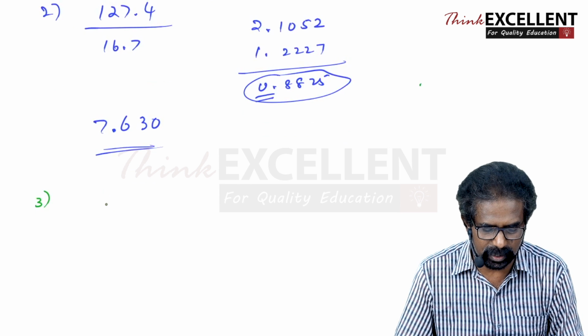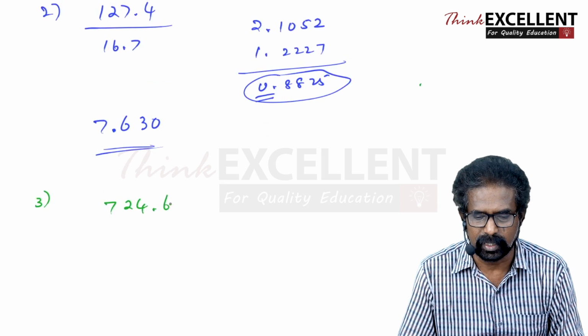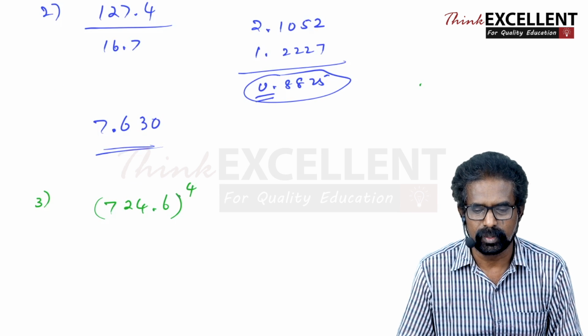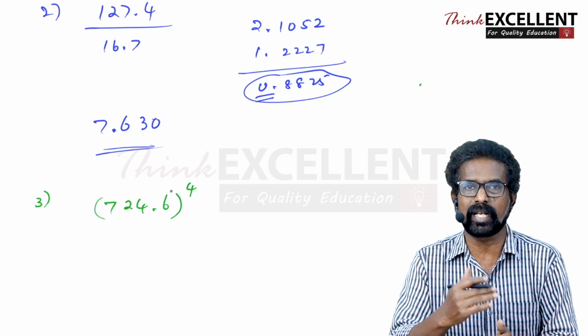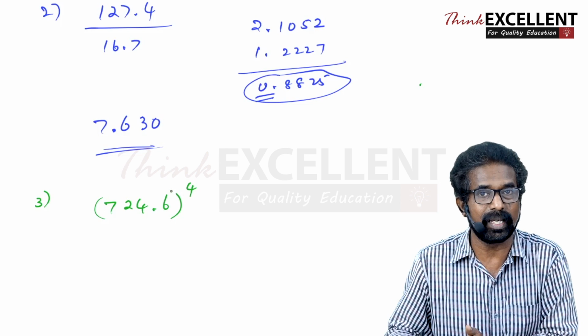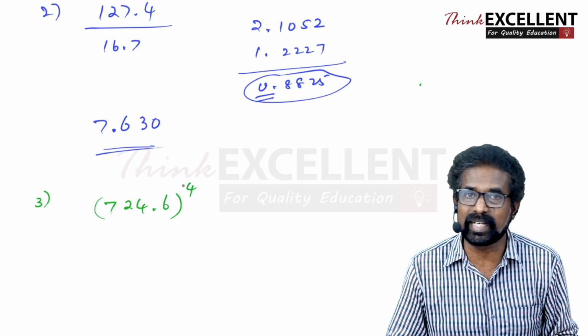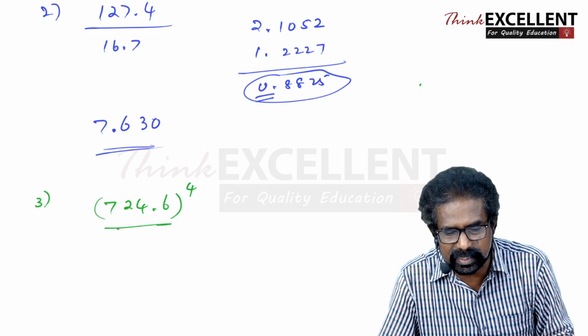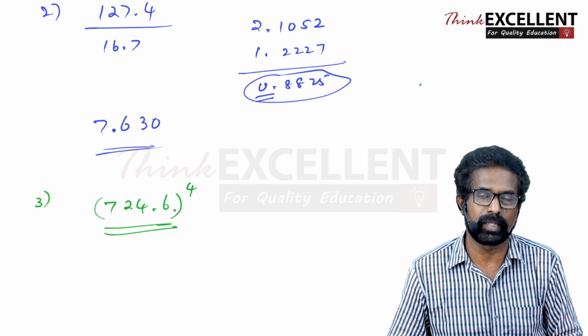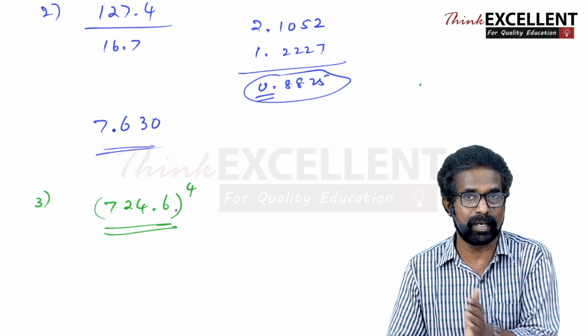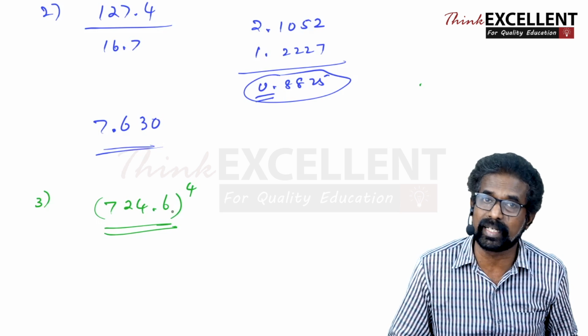See, I am giving a question, 724.6 raised to 4. You know, A raised to M. When you take log of A raised to M, what is it? M log A. So here the method is the 4 comes front. You take log of this number, multiply by 4, take antilog. That's all. Because for M log A, the power M goes front.